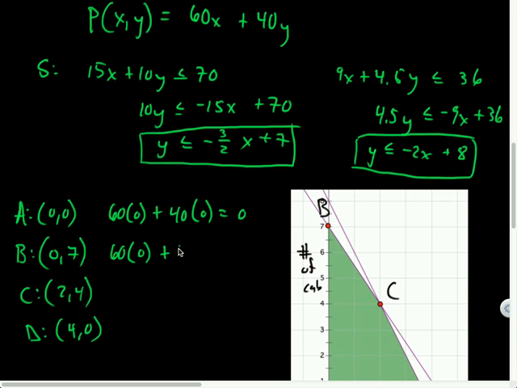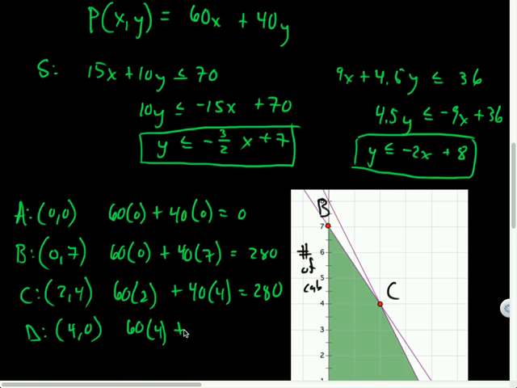60 times 0 plus 40 times 7. Let's see, so that's 280. 60 times 2 plus 40 times 4. So let's see, 120 plus 160. Oh, is that also 280? Intriguing. Right? I did that right. 160 plus 120, 280. Yeah. Let's see, 60 times 4 plus 40 times 0. That would be 240. So it appears as though maximum profit occurs in 2 situations.